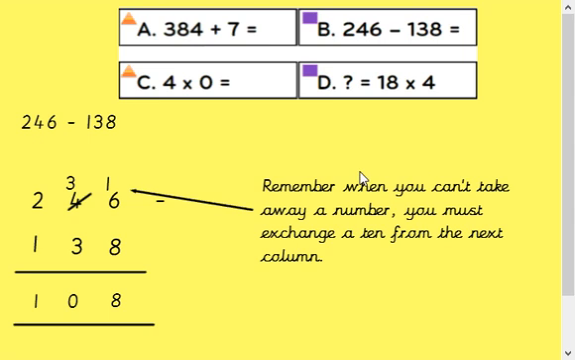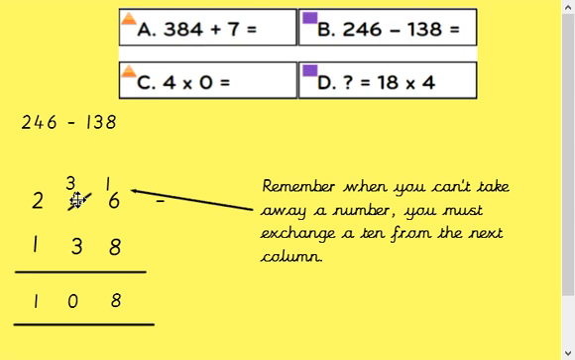Okay, the second question, question B, 246 take away 138. Now, we've looked at abstract method this year. We've looked at what we call decomposition, where we have to exchange from the next column. Now, in this particular question, the first column, the ones, would be 6 take away 8. Now, we know we can't do that. Too many times I see children think 6 take away 8, ooh, that would be 2, because I know that 8 take away 6 equals 2. You must start with the top digit and take away the bottom. And if you can't do it, you need to exchange from the next column.